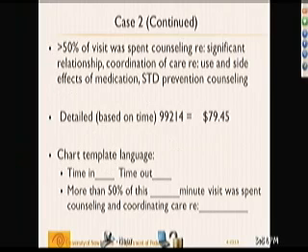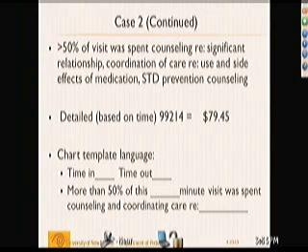And I'm going to talk more. Here's the piece about time. So actually, this was a detailed visit based on time because 50% was spent in counseling. And your reimbursement is going to reflect that more complexity and more of the expertise of the provider. So that reimbursement would be $79.45.